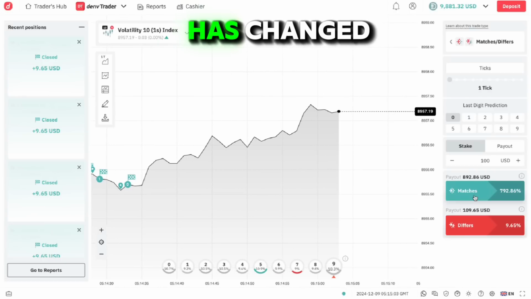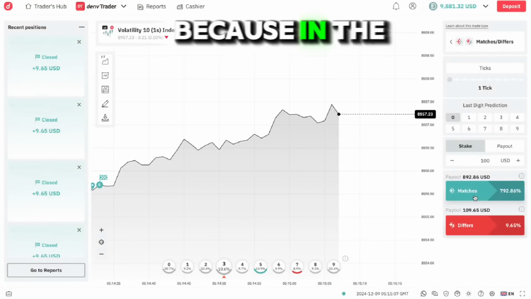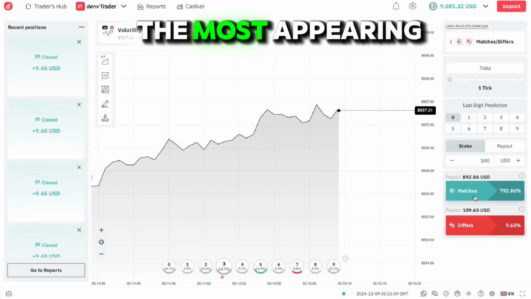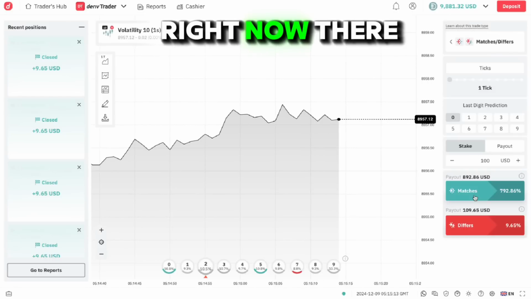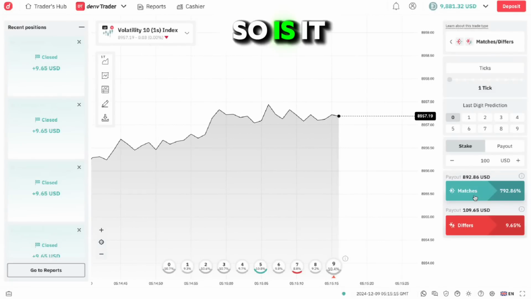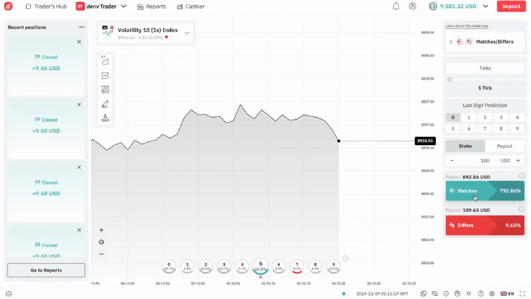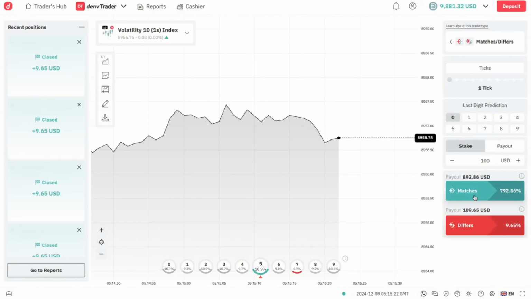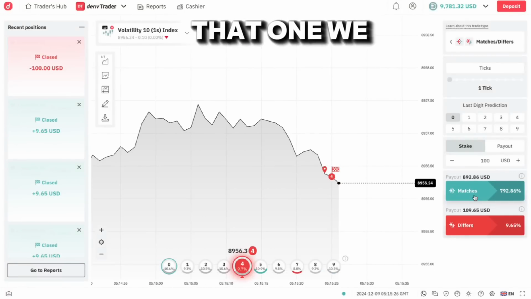Now the market has changed, but let's see. So always go with the most appearing digit, because in the most tickers, the most appearing digit is the most likely to happen. Right now, there's not been a pattern. So it keeps changing. Let's see. No, not yet. Yeah, let's see. You see, like that one we lost.